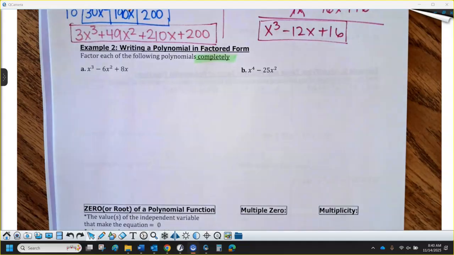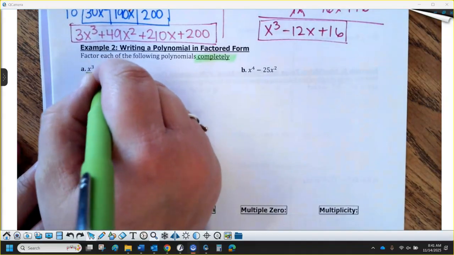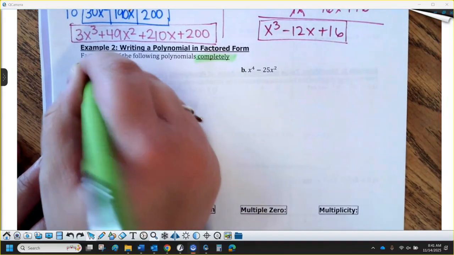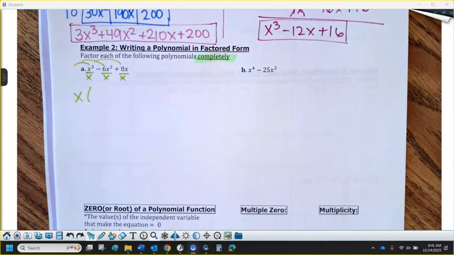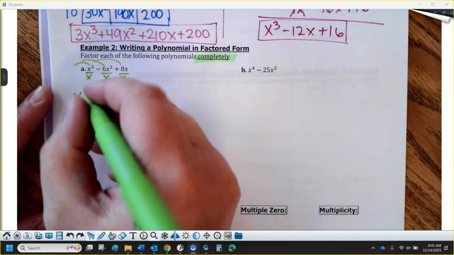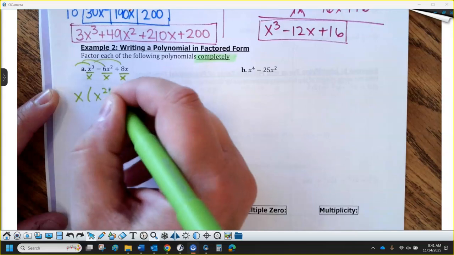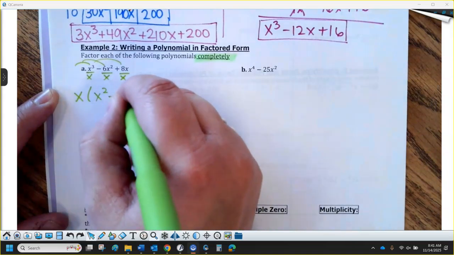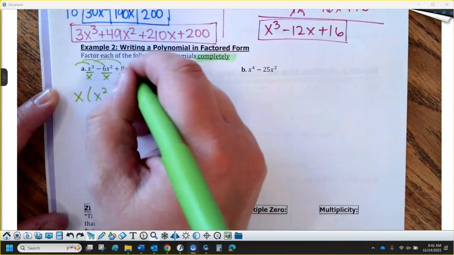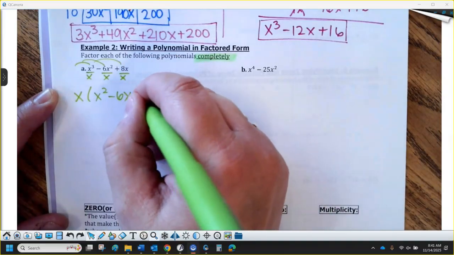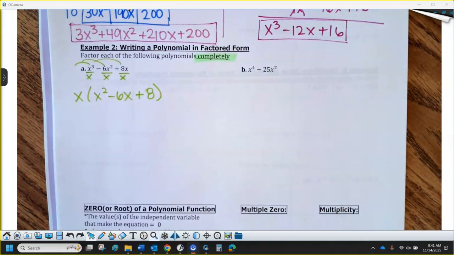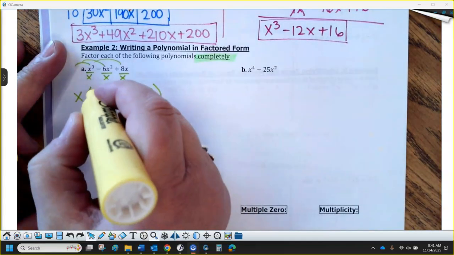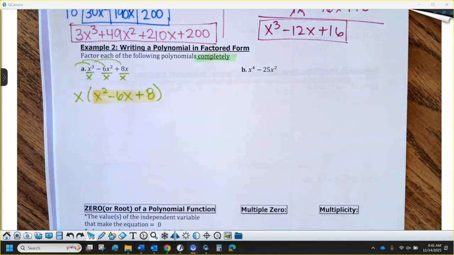X. Okay, so this is like undoing a distributive property. We're just going to pull an x out in front. Now, if I multiply, I add an exponent, so if I divide, I'm just going to take away an exponent. So this first term left over would just turn into x squared. The second term would be negative 6x, just a plain x. And then the x on the last one is going to go away, so you're just going to have a plus 8.